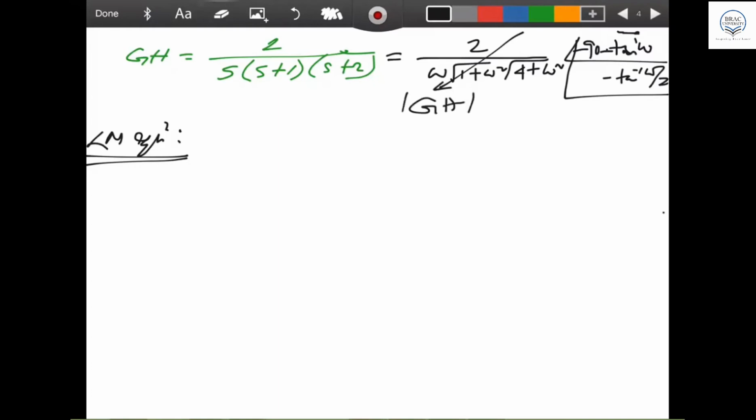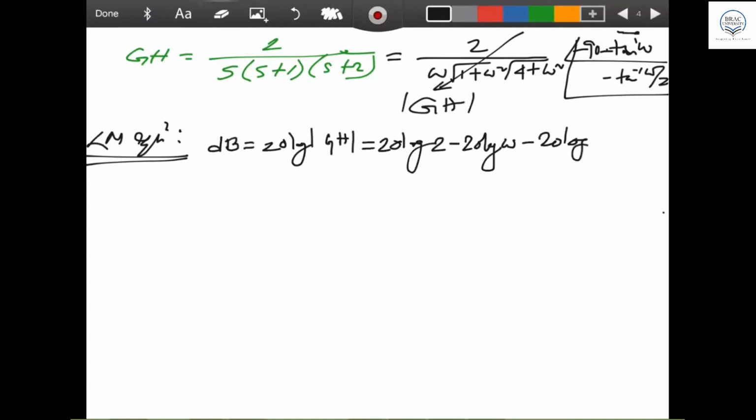So dB will be equal to 20 log of the GH magnitude, and that gives you, as you can easily understand, 20 log of 2 minus 20 log of omega minus 20 log of root over 1 plus omega square minus 20 log of root over 4 plus omega square. So this is the log magnitude equation, and the phase angle equation is as it is.